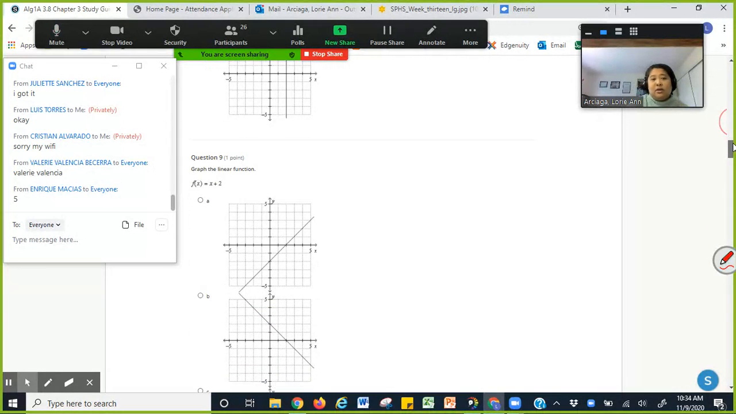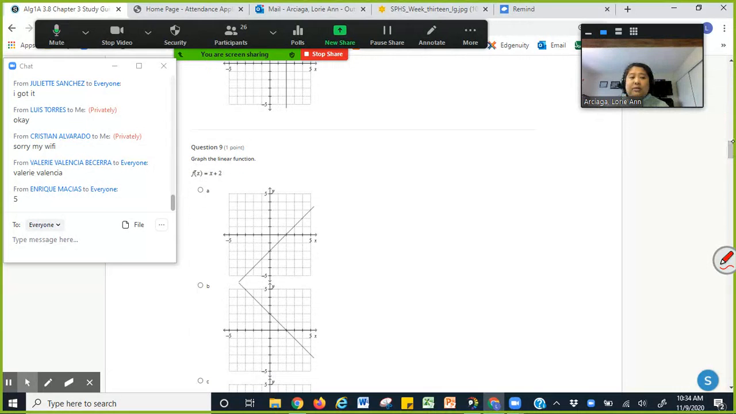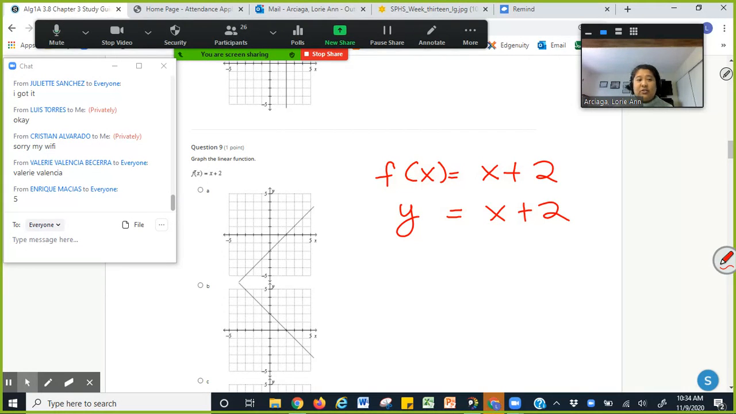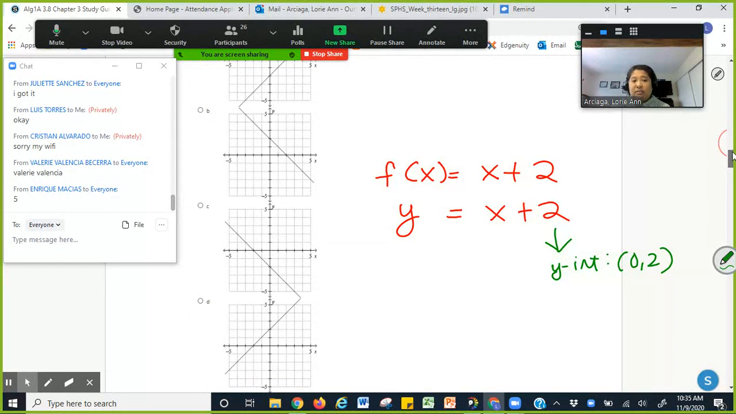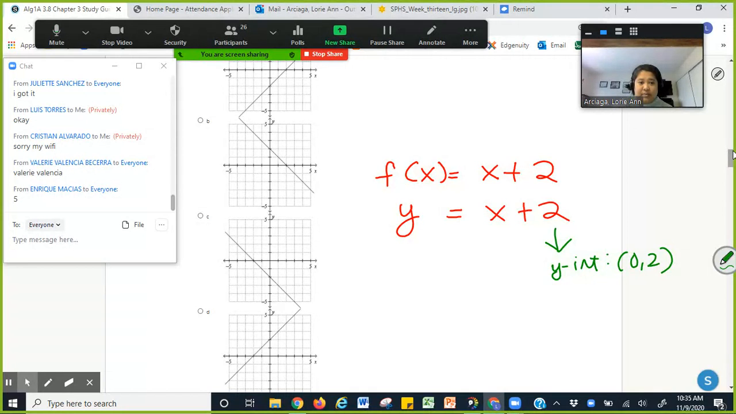Number 9. So f of x is x plus 2. So it just means you have a function with the variable x. So it means the same thing as y is equal to x plus 2. So how do you start graphing this one? First, start out with the y-intercept. Yeah? So your y-intercept is 0, 2. Okay, so where is that? I think all the graphs are crossing at -2 or +2. No, except this is negative.